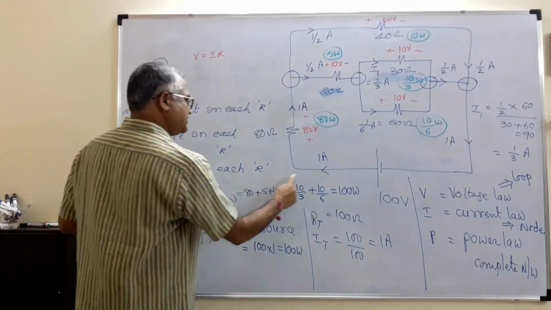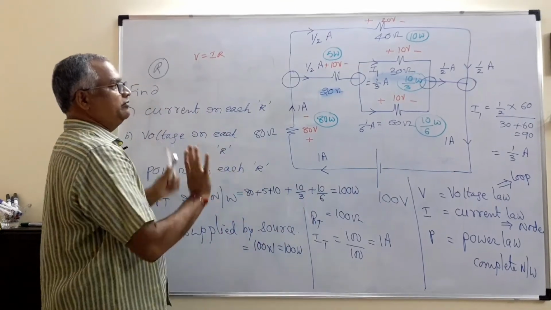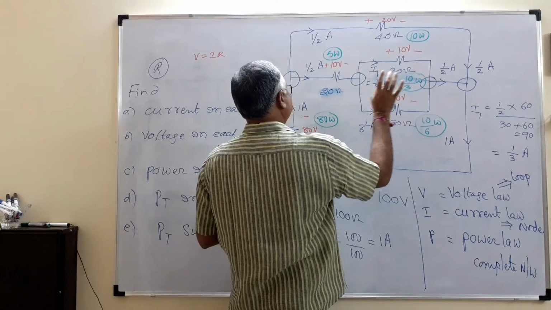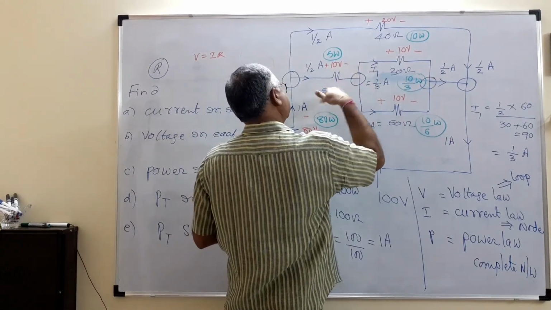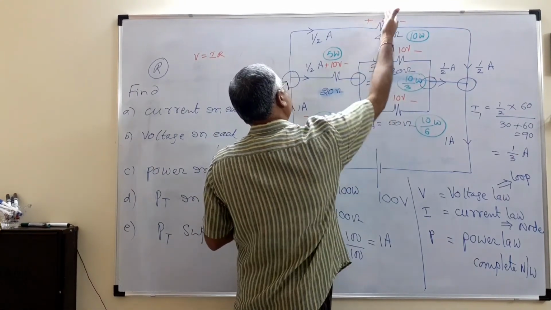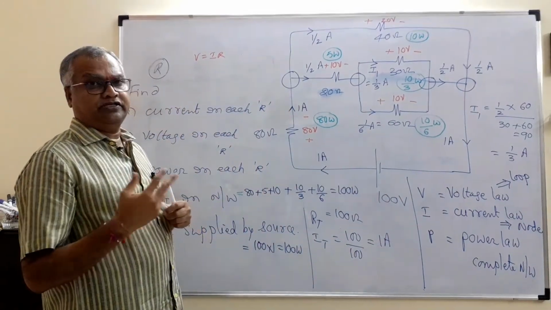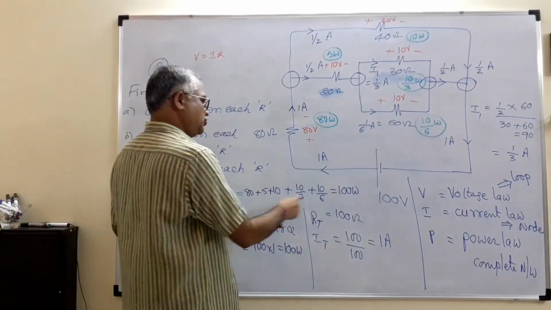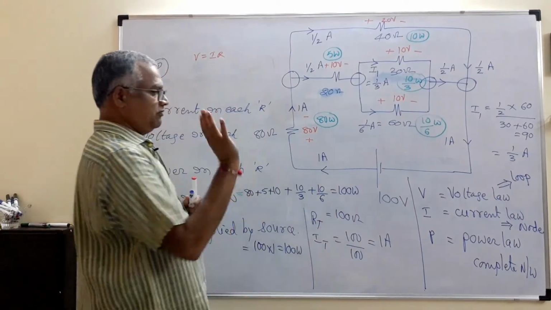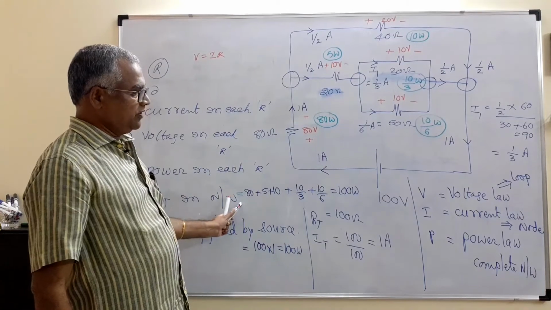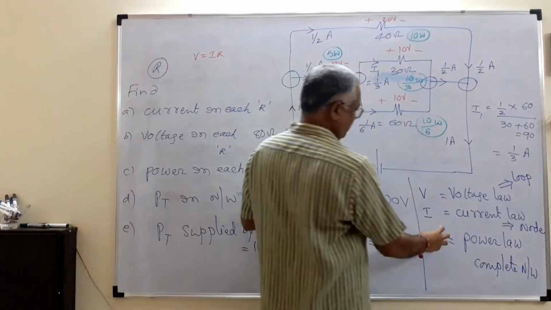Here, blindly sum them. Don't worry about series or parallel. These two are parallel, added, and these two are series, added. This equivalent, that parallel, again added. Don't worry whether they are series or parallel. Individual power values should just be added, and you get the total power. This is how we verify the power law.